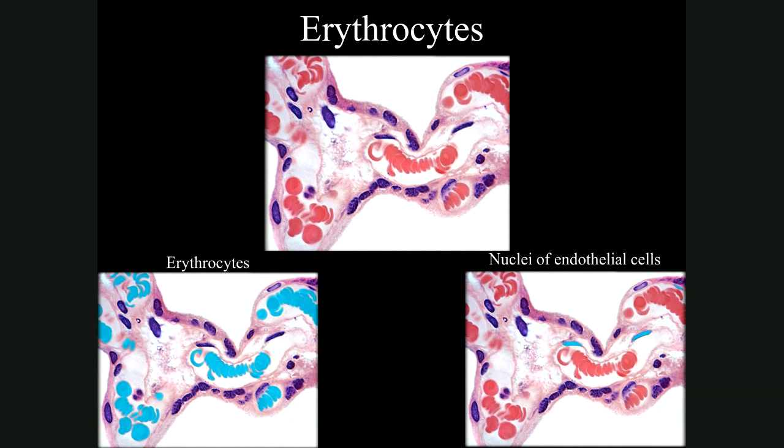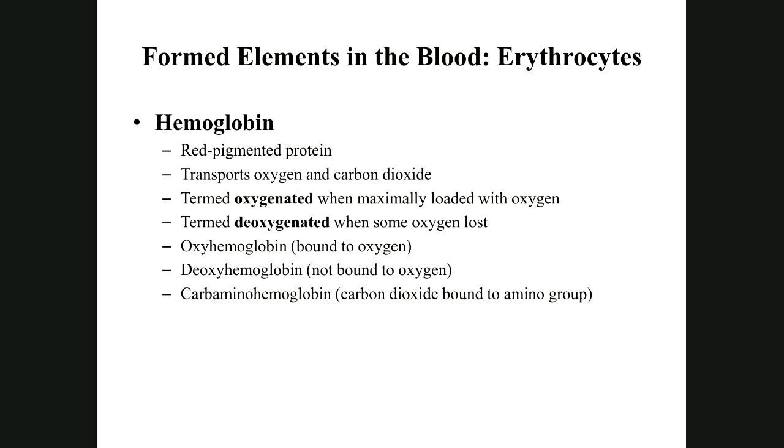Kind of interesting. Now again, the key here to these reds is hemoglobin. Hemoglobin is a protein molecule, and it is a red pigmented protein. Most proteins have a color. That's where we get most of the colors that we see, is due to protein pigmentation. And so here, this one's red. Again, if it's carrying oxygen, we call it oxygenated. If it's not, it's deoxygenated.